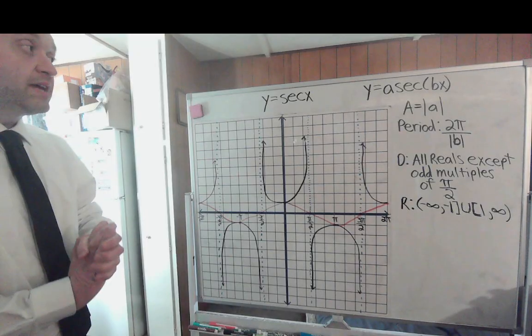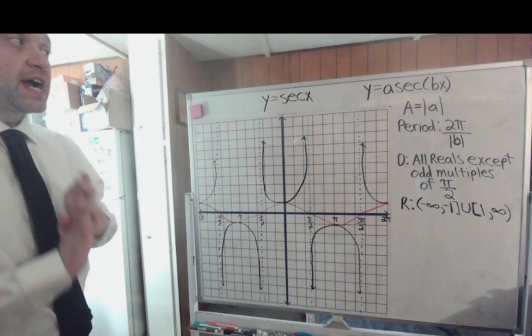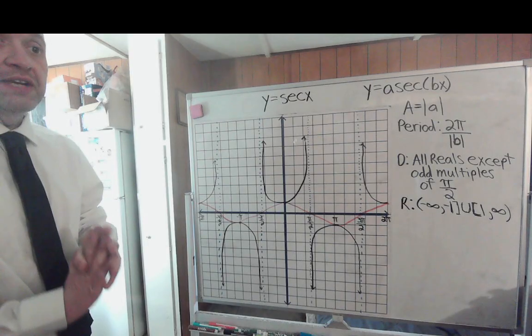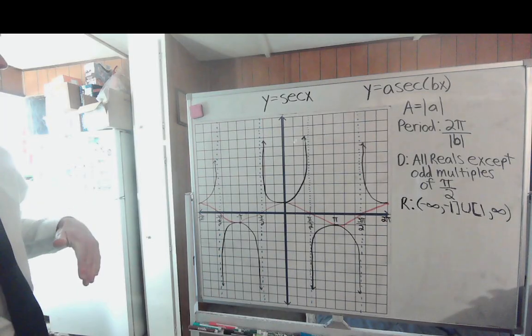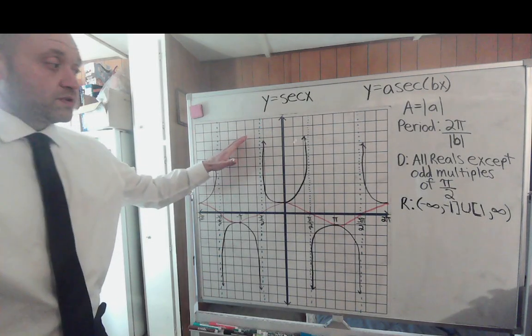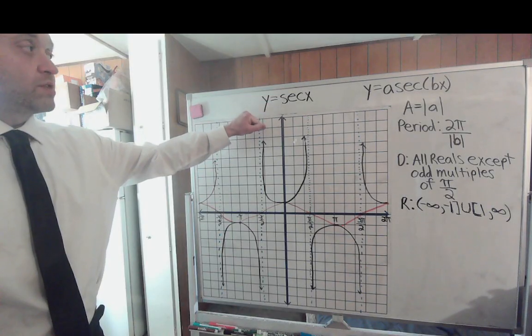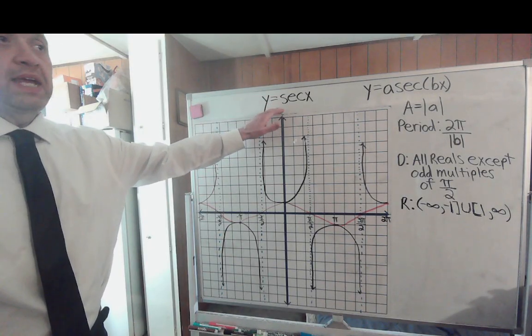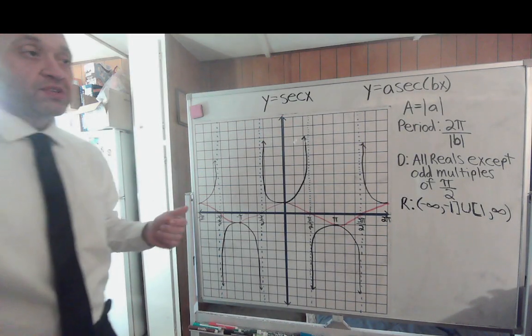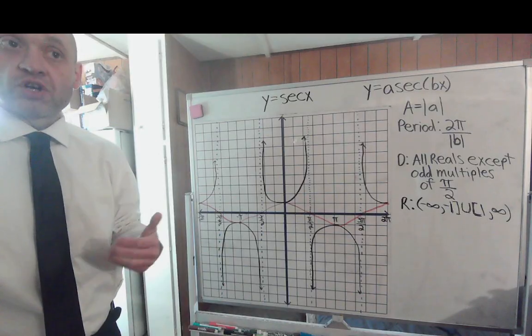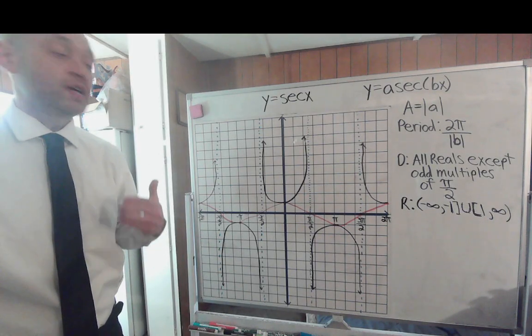So today we are going to talk about the graphs of the secant and cosecant functions and how to graph them. So let's look at the graph first. Here you have the standard form of y equals the secant of x. If we remember, the secant is the reciprocal of the cosine function, okay?